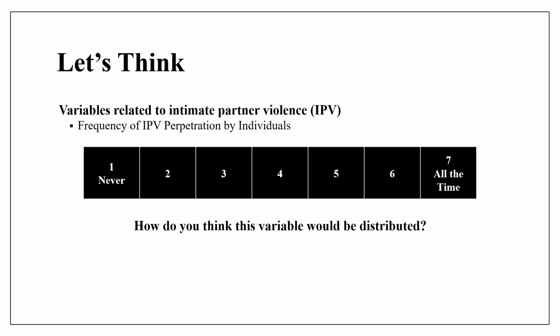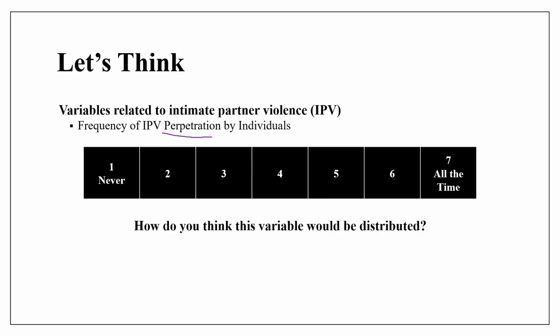Earlier, I mentioned that some variables of interest exist naturally as a normal distribution, whereas others exist more naturally as a skewed distribution. Also, when I introduced myself for this course, I mentioned that some of my research has to do with intimate partner violence. So I do a lot of work where I have to ask participants about their perpetration of abuse towards their romantic partners. So I want you to think about the frequency of intimate partner violence perpetration.